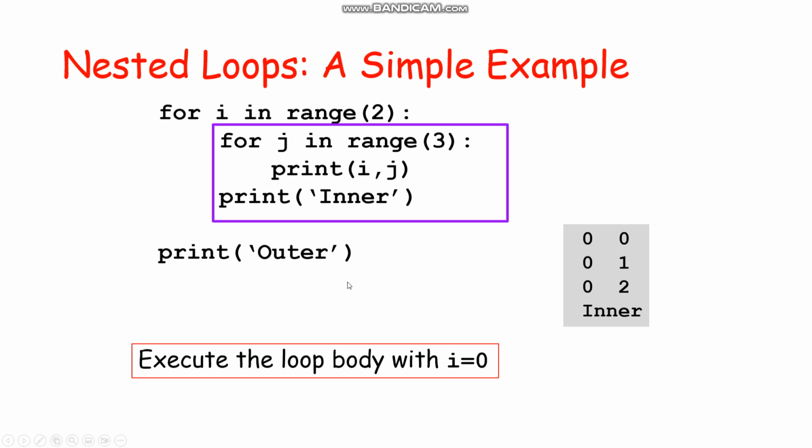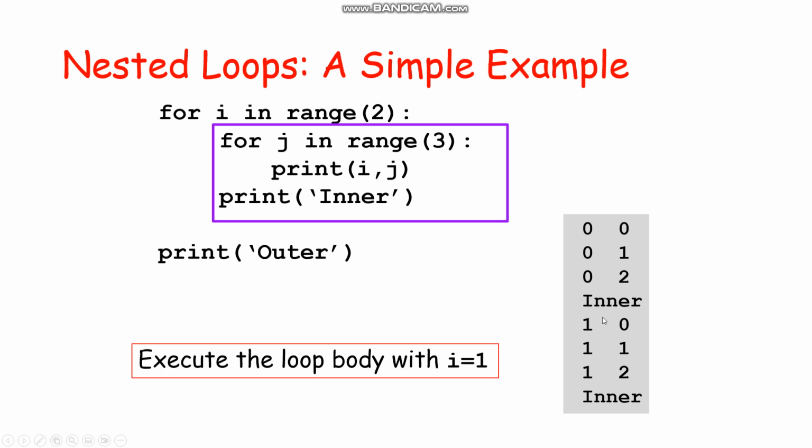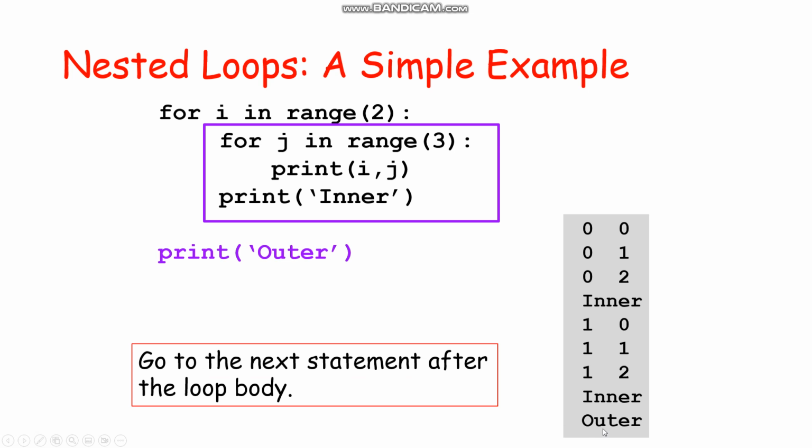So when you execute it with the 0, that's what you get. You get 0 for i: 0 with 0, 0 with 1, 0 with 2. You print inner. This is the execution of the first iteration of the outer for loop. When i is 1, that's what we're going to get. This is the second iteration. And then the outer loop is running out of values in the sequence. It will exit, and the last thing we'll see on the screen is the word outer, and that's the output of it.